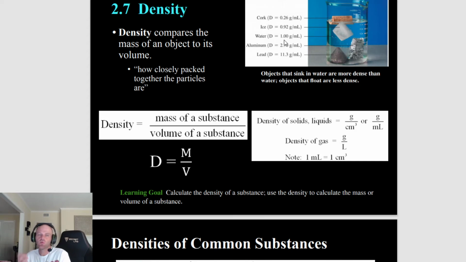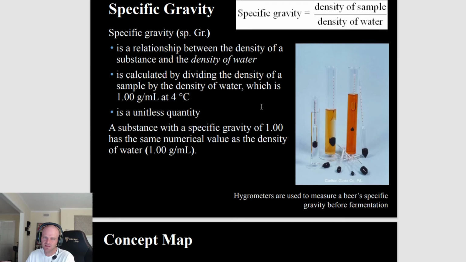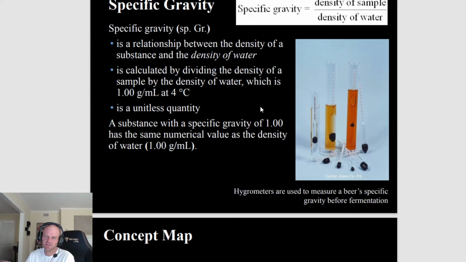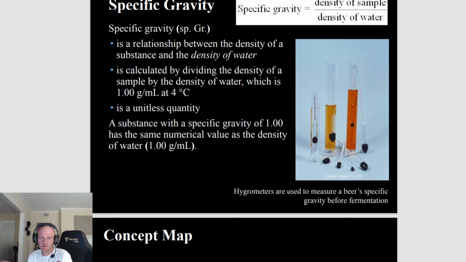All right, so now let's talk about relative density. When you hear somebody say something's relatively, that means compared to something else. So relative density is called specific gravity, and that is just saying whether or not it's denser than water. So the density of a sample over the density of water is specific gravity. And what does that mean? So let's just put some things in there.